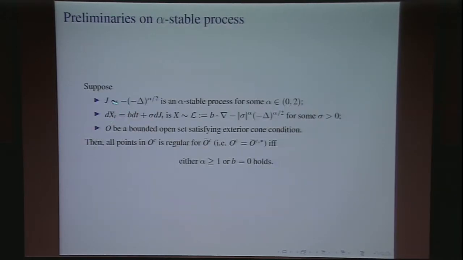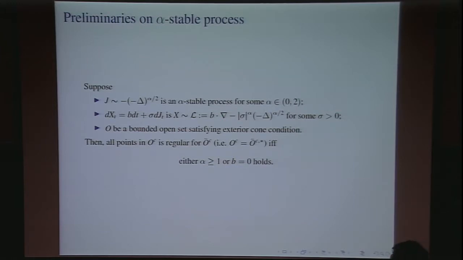Let's have this. So J is an alpha stable process, which is well known to correspond to a generator with the fractional Laplacian. If alpha equals 2, then it corresponds to Brownian motion. And we look at dX_t equals b dt plus sigma dJ_t. b is constant, sigma is constant. In other words, X is a Lévy process, not even space dependent. So we can directly write the generator here.